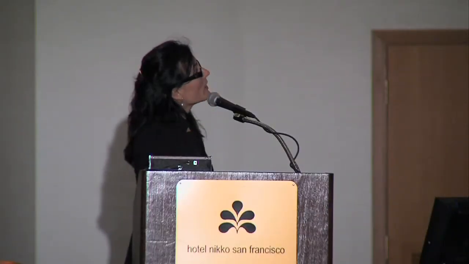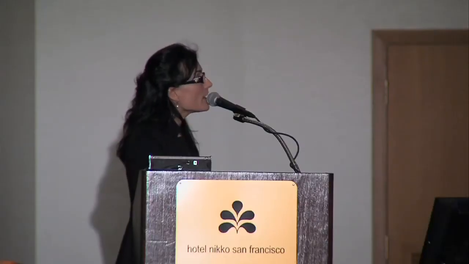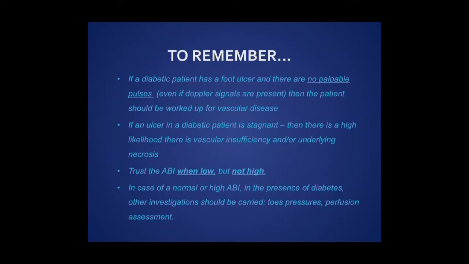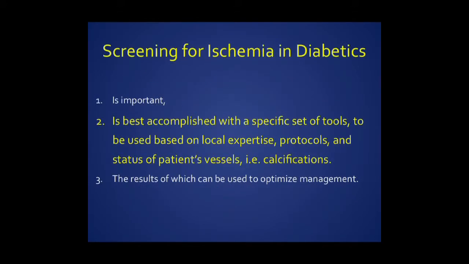So with screening, we should remember that in patients that have diabetes and a foot ulcer, if there are no palpable pulses, even if there are Dopplerable pulses, those patients should be investigated. A diabetic patient that has an ulcer that is stagnant, we should be investigating. We should trust the ABI when it's low, but not when it's high. And if it's high or we're really suspicious, we should go on to more investigation like the toe pressures or perfusion assessment.